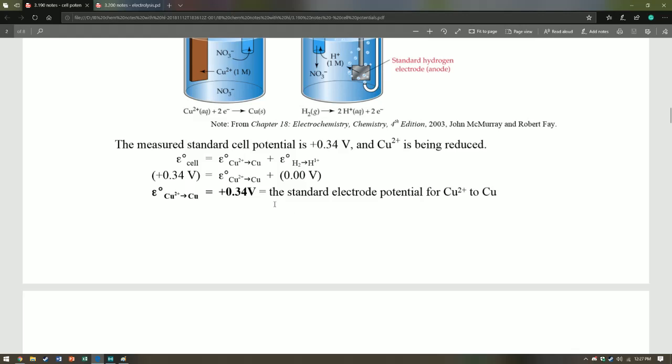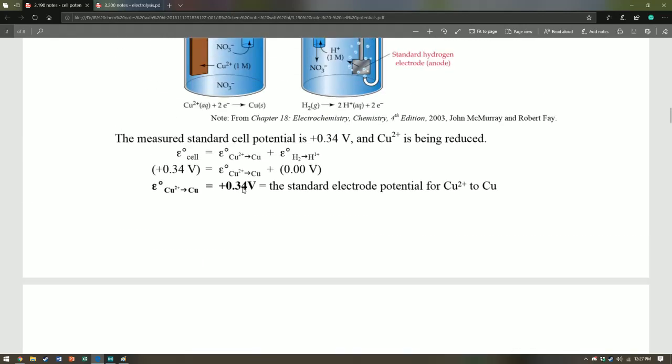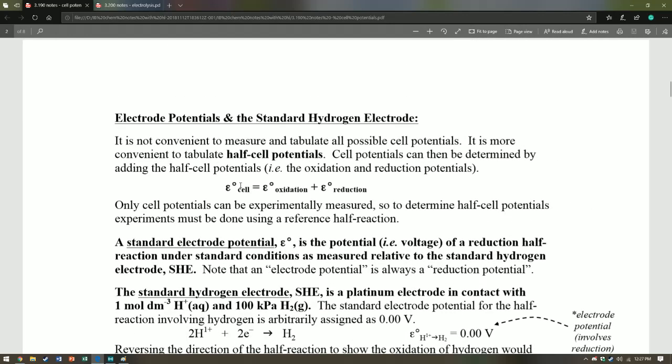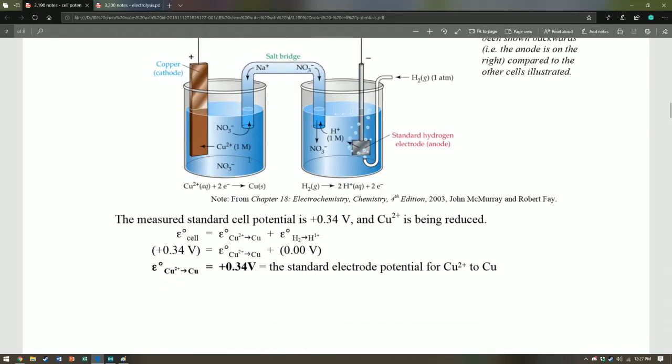That's how you tabulate. That's what we use in the real world. We tabulate all these half cell potentials, and then if we want to get the voltage of a specific reaction, we just add the oxidation half reaction's cell potential and the reduction half cell potential. That's how we go about it.